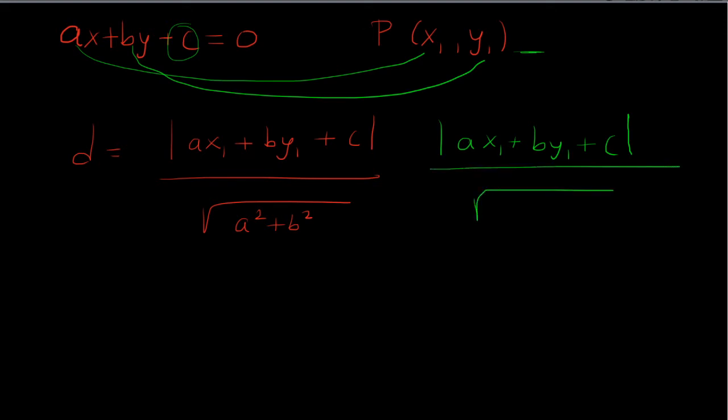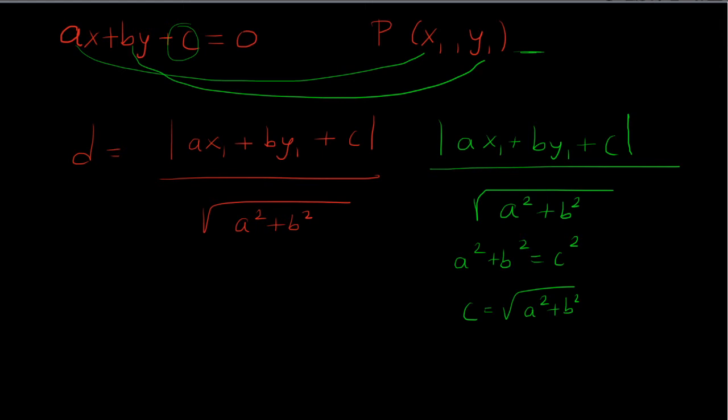And then we're just going to take the square root of a squared plus b squared. So you can kind of think of this as the Pythagorean theorem. You know, you have a squared plus b squared equals c squared. If you solve for c, you get the square root of a squared plus b squared. Okay, so that's how you should remember the formula.